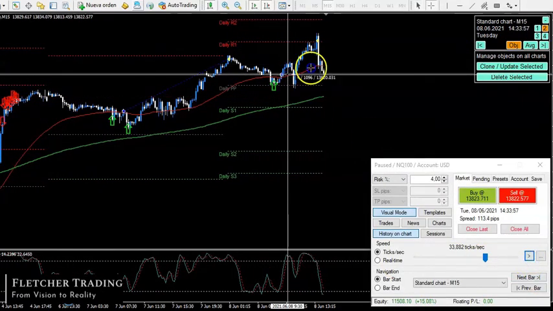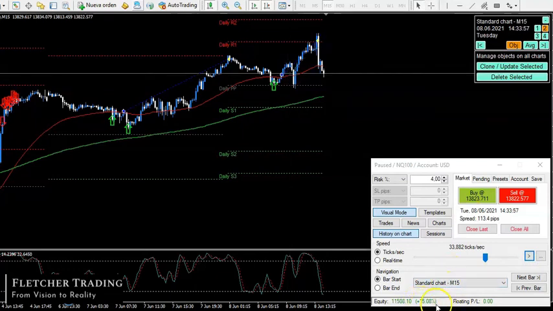Okay, that was quick. As we can see, we've just been taken out of this position, and the account's now up 15% in just 2 trades. So we're using a higher risk than we usually would. We're using a 4% risk rather than a 2% risk, just to show you what can be achieved.